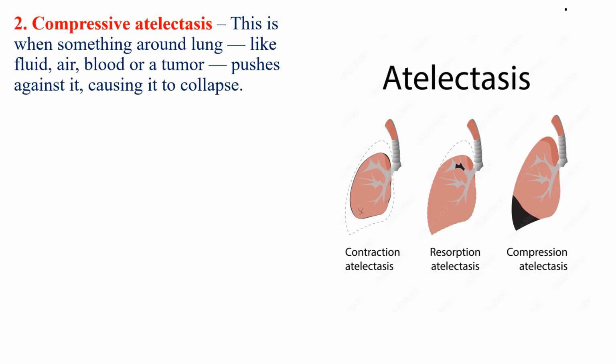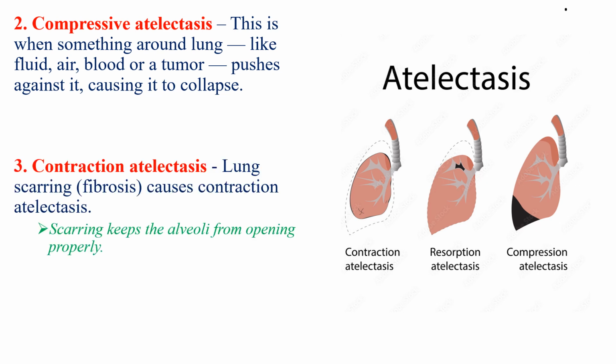The second is compressive atelectasis. This is when something around the lung, like fluid, air, blood, or tumor, pushes against it, causing it to collapse. The other is contraction atelectasis. In this case, lung scarring or fibrosis causes contraction atelectasis. Scarring keeps the alveolus from opening properly.